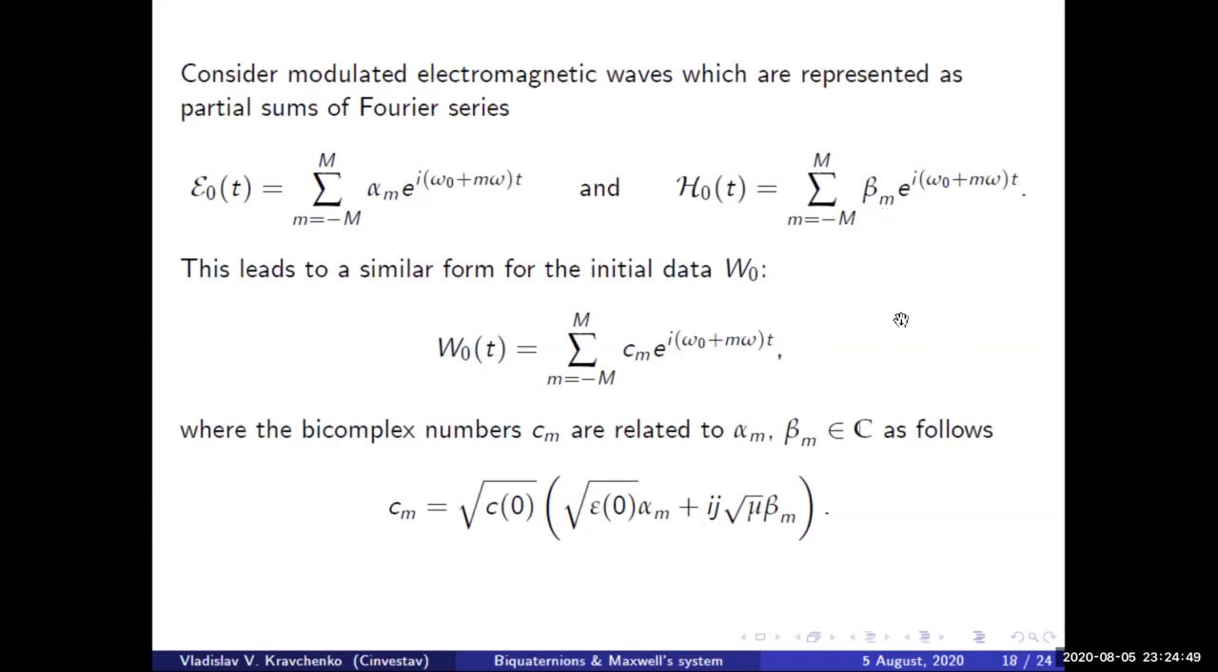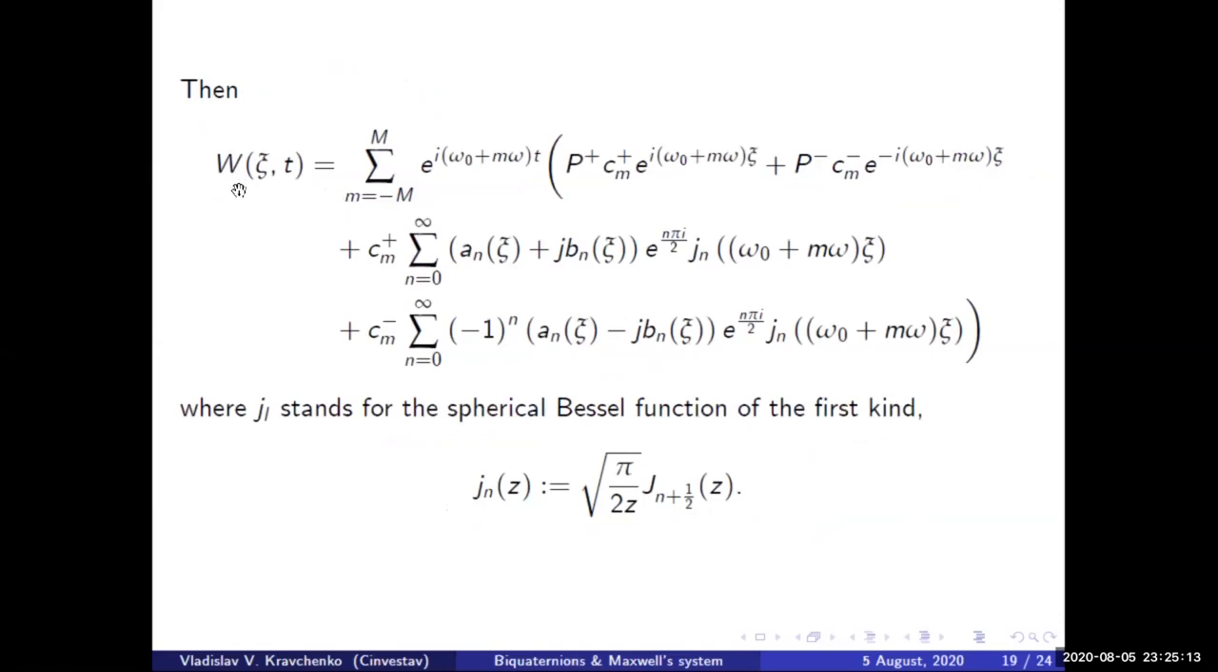So let us suppose that we have such initial data. This is our incident wave with some coefficients alpha m and beta m, and W naught, which is the initial data for the Cauchy problem for the Biqua equation, in this case has such a form, where the coefficients Cm are related with alpha m and beta m in this way. Then the solution of the problem has such form. You see that all these integrals which appeared with the Legendre polynomials and exponential functions give us these spherical Bessel functions, jn, which are very nice functions. In fact, they look like this in terms of the usual Bessel functions. So this solution is completely explicit.